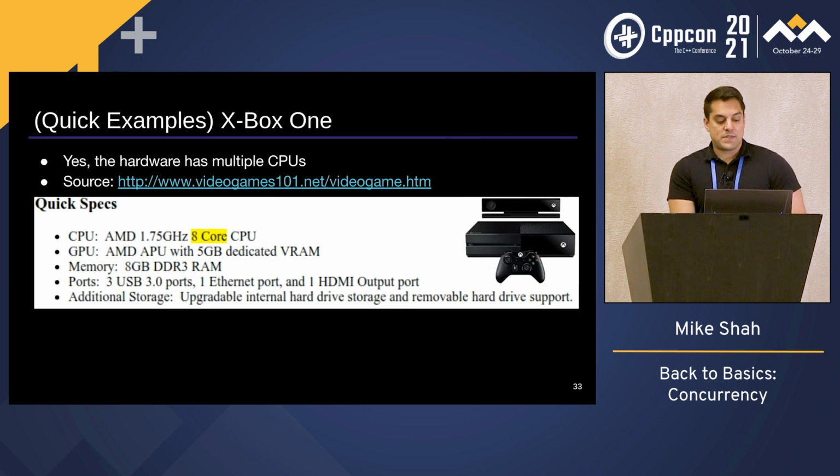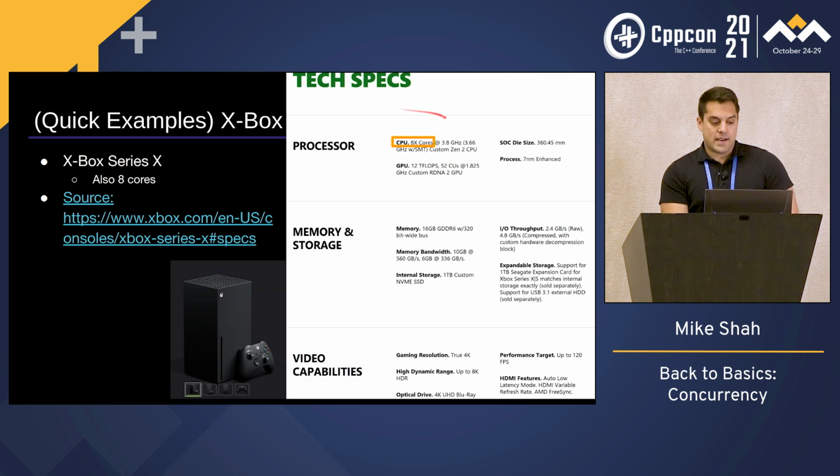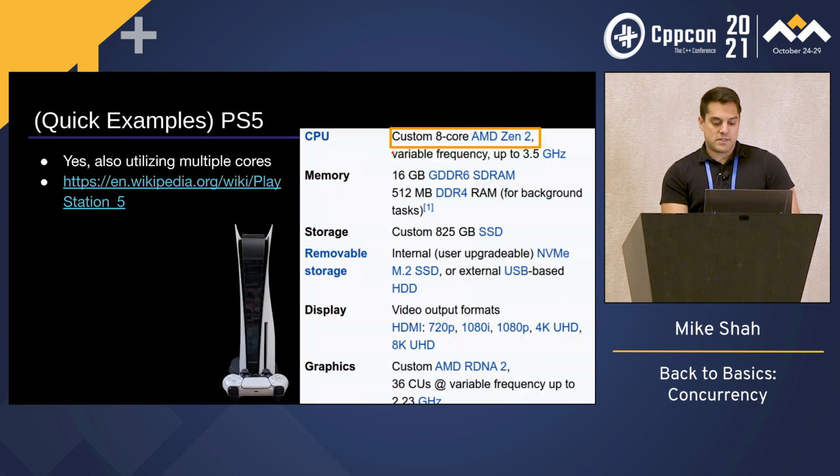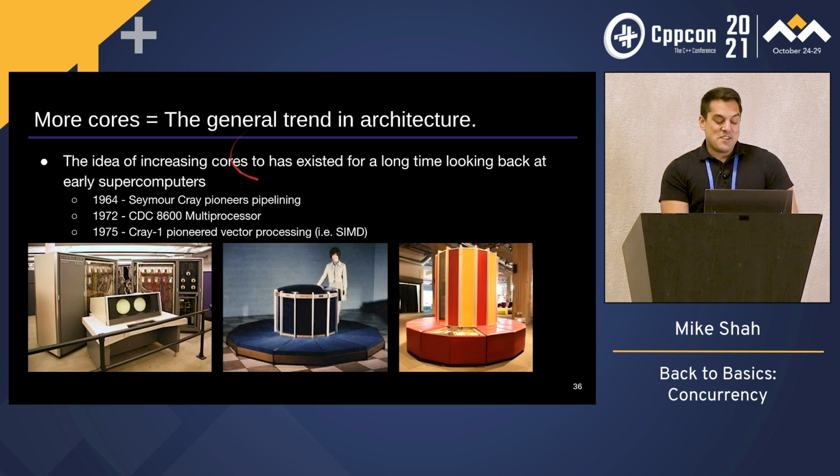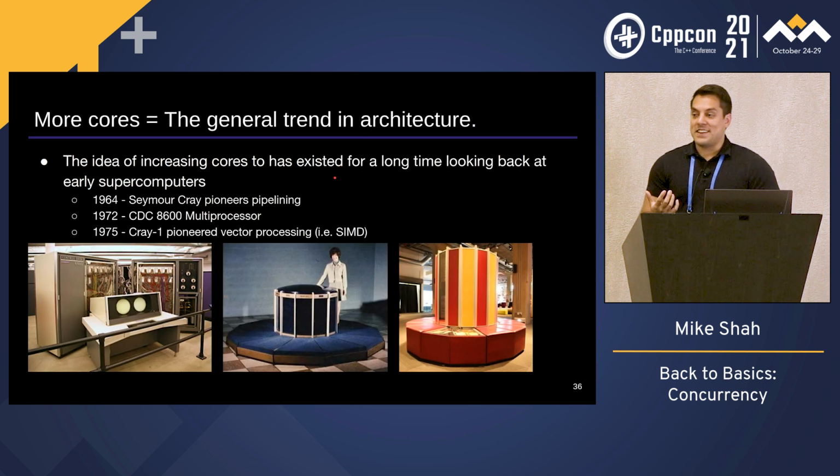Just some quick examples I'm going to flip through just to show this trend. Since I like gaming, right? Xbox Series X, 8 cores. More cores. PlayStation 5, if you can get a hand on one, 8 cores. More cores. That's a general trend in architecture, right? This goes back to the 60s, 70s. This isn't a new idea to add more cores to try to get some more concurrency or some more level of multitasking on your machine.